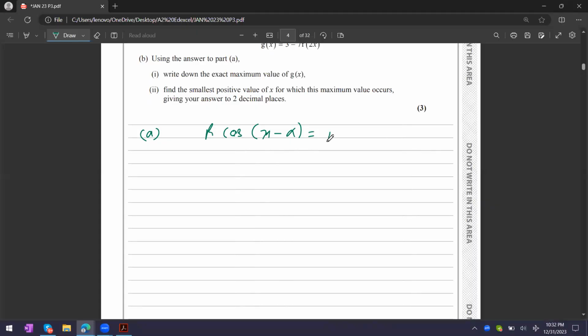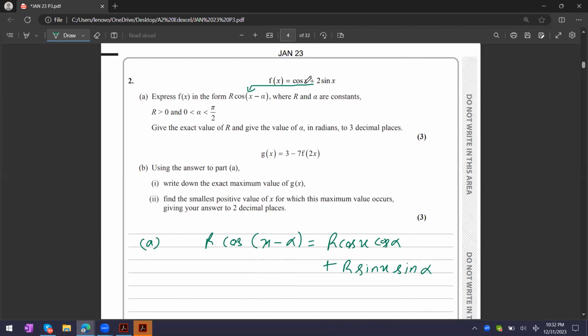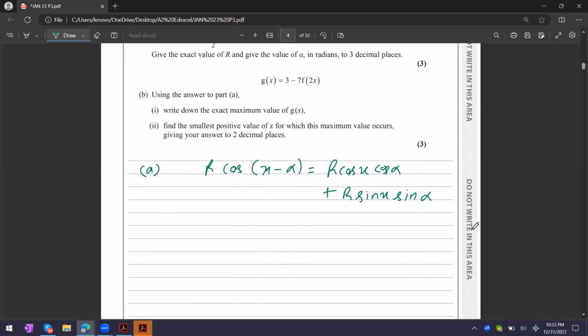This is equal to r cosine x cosine alpha plus, because it's minus, the sign changes here, plus r sine x sine alpha. Once you open this, you need to compare these two forms. This is f of x and this is the expanded double form, okay. Maybe we write it in front of each other, okay.